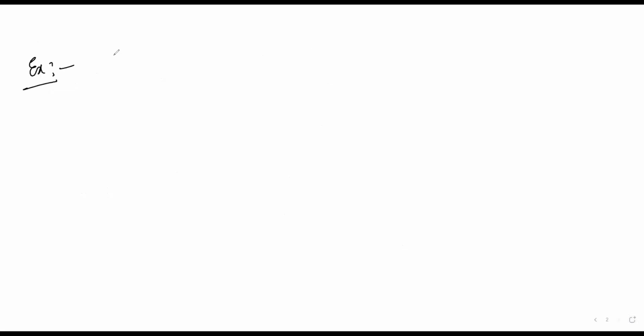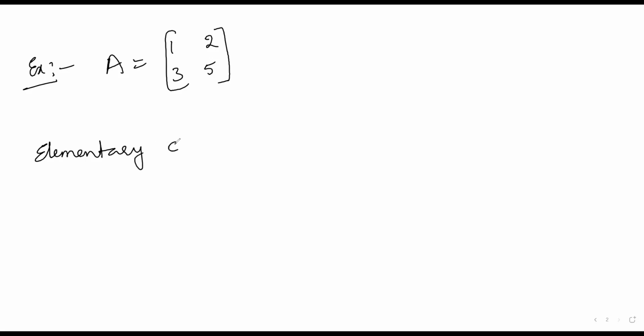We'll take the same example. Let's take A equal to 1, 2, 3. For the sake of easiness, I will take here 5, so that it will be easy. Okay, right, like this. Then we apply elementary column operations.